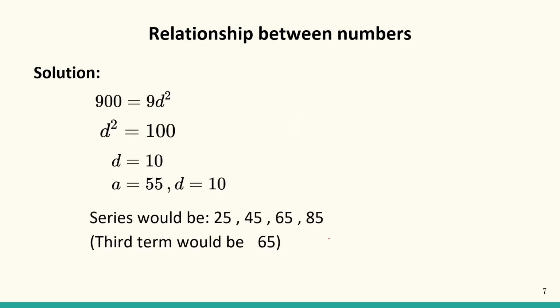So a is 55, d is 10. The series would be 25, 45, 65, 85. This is a minus 3d, a minus d, a plus d, a plus 3d. So the third term will be 65. This is the final answer.